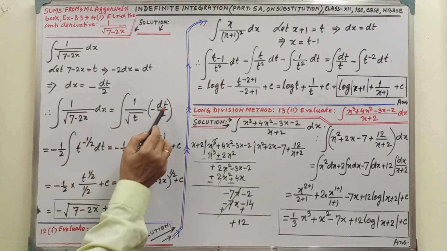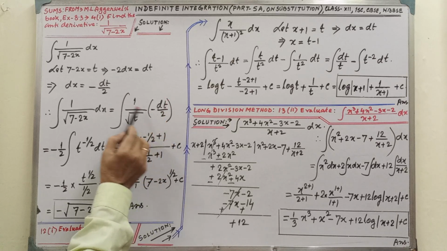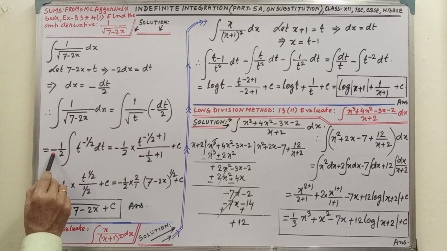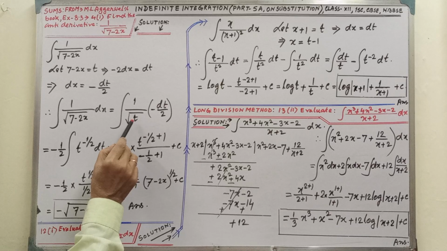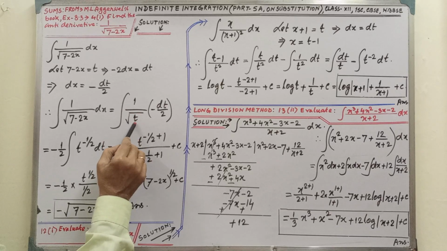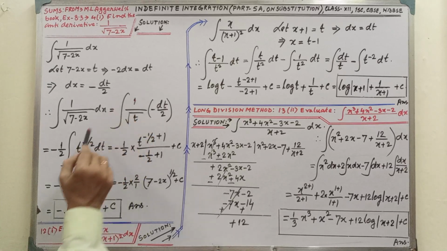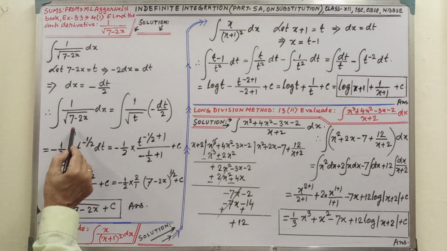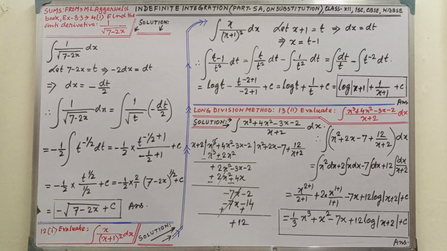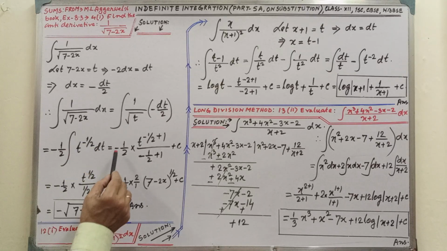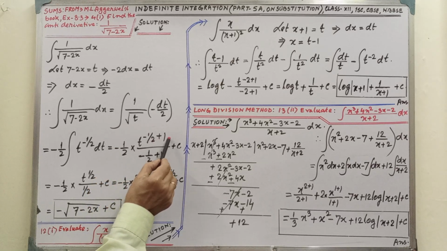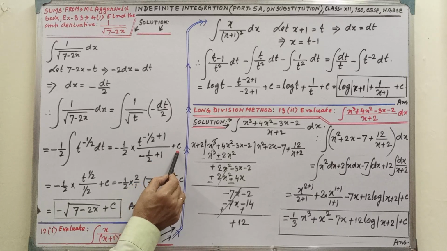Then we have to simplify. Here half will come outside of the integration. Here is a minus sign, so minus also will come outside of the integration. Then root over t, that means t to the power half, is in the denominator. When you take it in the numerator, the sign will be minus, so it will be t to the power minus half dt. Now we are getting it in the frame of the formula x to the power n. By applying the formula, we are getting t to the power minus half plus 1 over minus half plus 1, plus c, that is the constant.